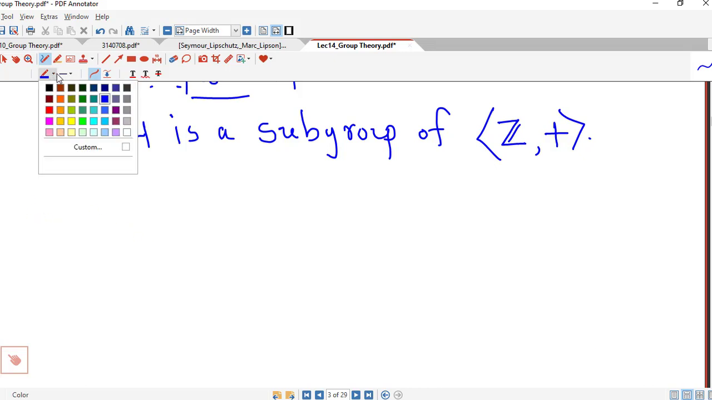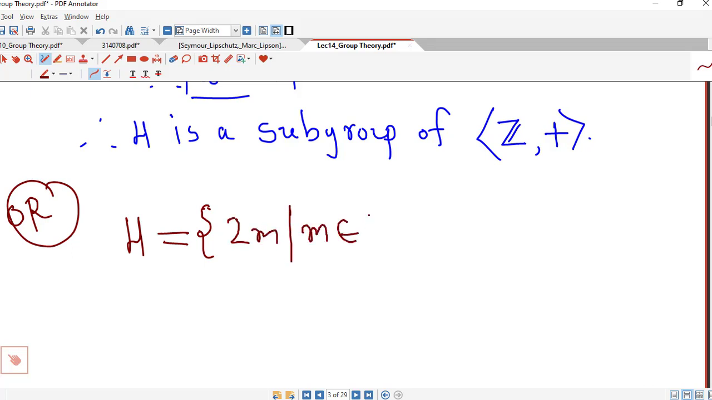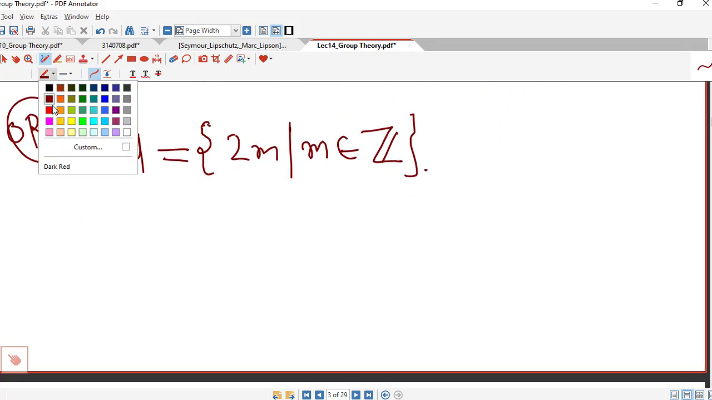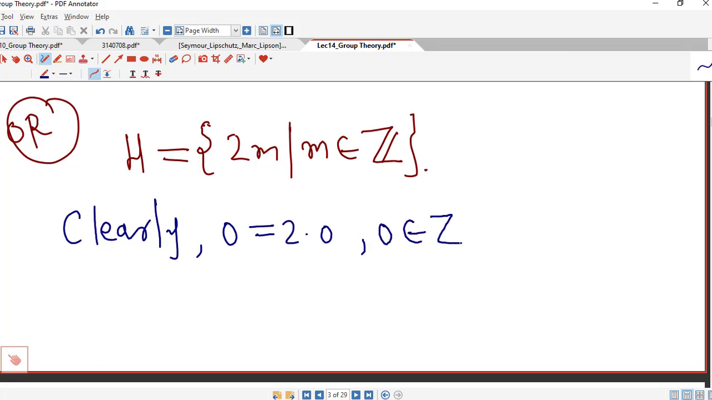Now if we don't want to go by the definition, we can use the one-step subgroup test. So here we can use that theorem also. H is nothing but 2m, m belongs to Z. First we have to show that H is non-empty. For that it is clear that 0 is 2 into 0, for 0 belongs to Z. Therefore 0 belongs to H. Therefore H is a non-empty subset of Z.